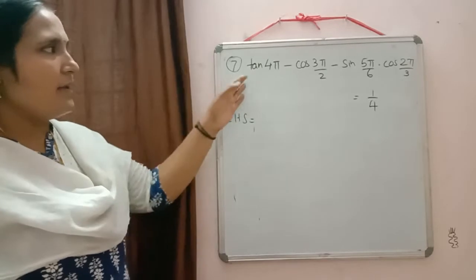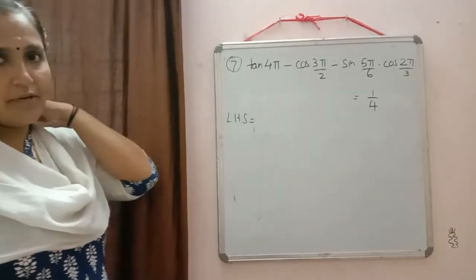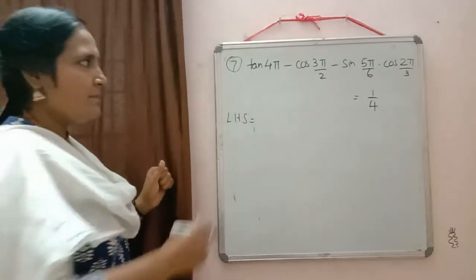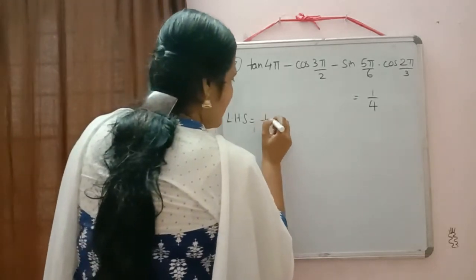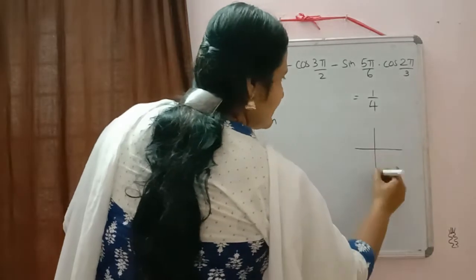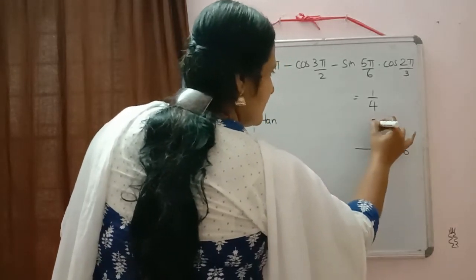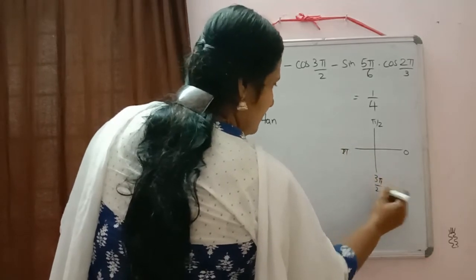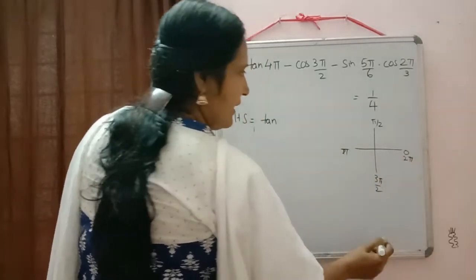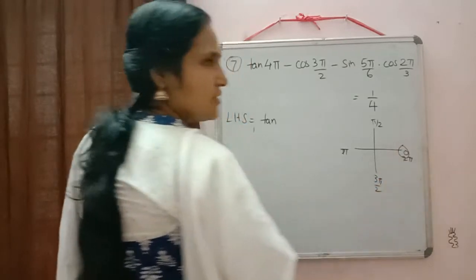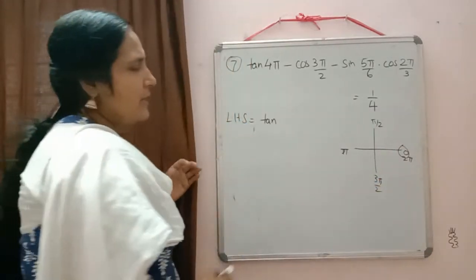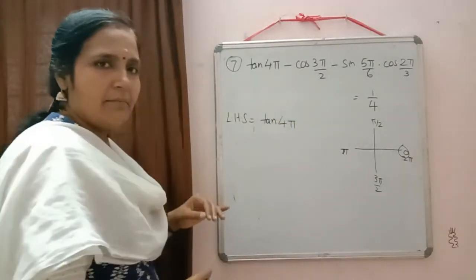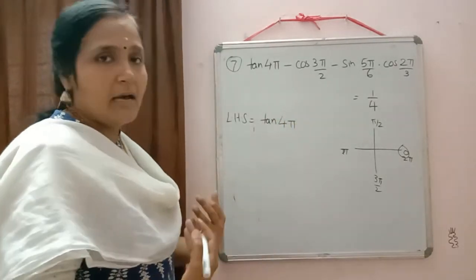So now here again we have to prove the left hand side is equal to 1/4. So can we calculate the values separately? Okay. First one is tan 4π. 4π, if you check, means where we have 0, here it is π/2, π, 3π/2, 2π. Again 4π means we are in this position only. So how will we calculate the value of tan 4π? If 4π is written, it can be written as plus 0 or minus 0.